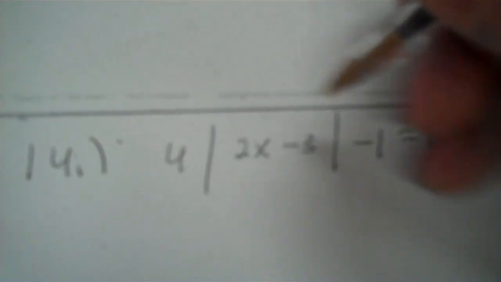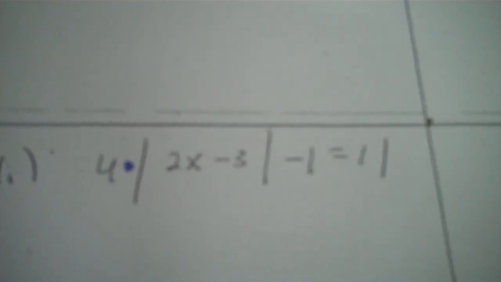Okay, next problem. Do not do the rainbows. You cannot do that. You have 4 times, but you can't do the rainbows. It's not a parentheses. It's the absolute value of the expression 2x minus 3, and then after the absolute value, we have minus 1 equals 11.